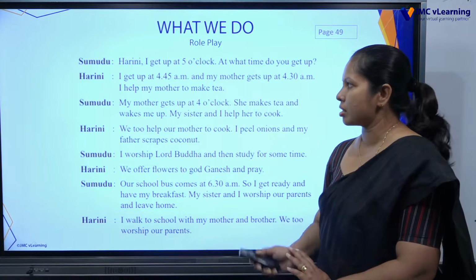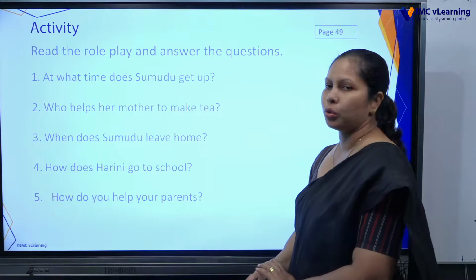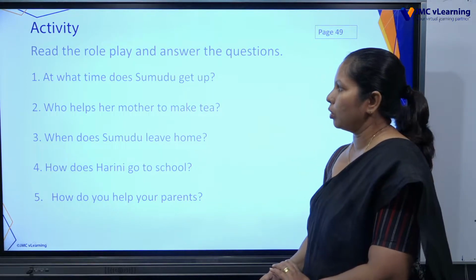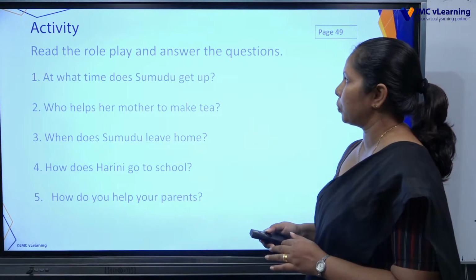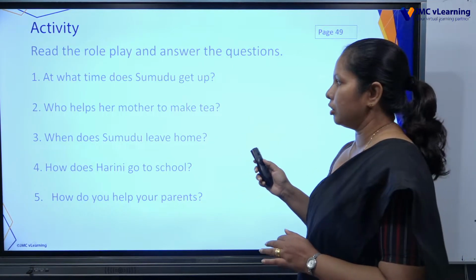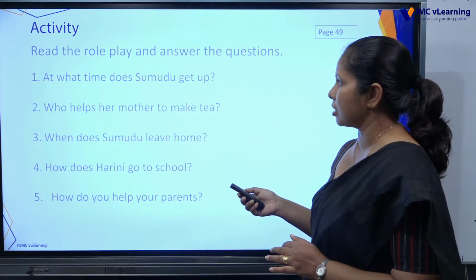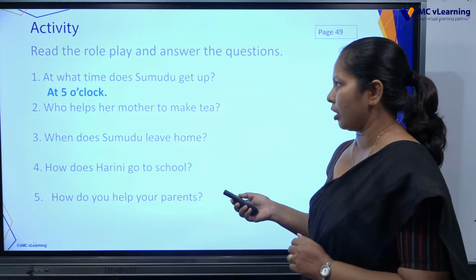Now we'll discuss the questions asked from the role play. At what time does Sumudu get up? If you go through the role play in your pupils book on page number 48, you will find the answers. So Sumudu gets up at 5 o'clock in the morning.